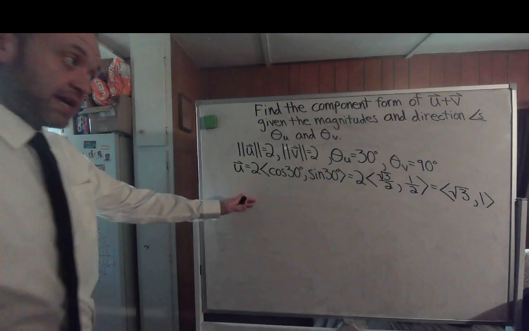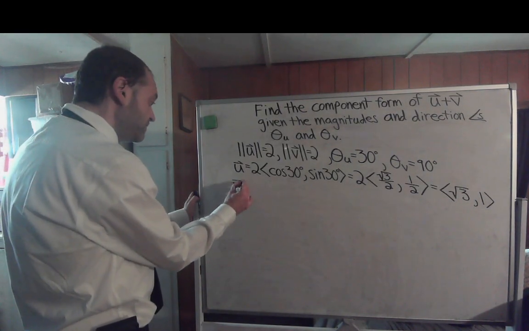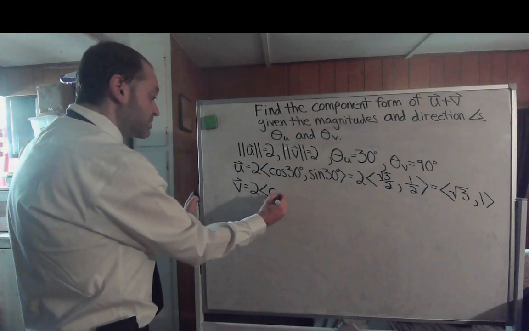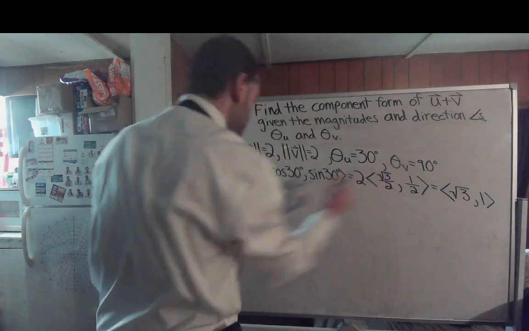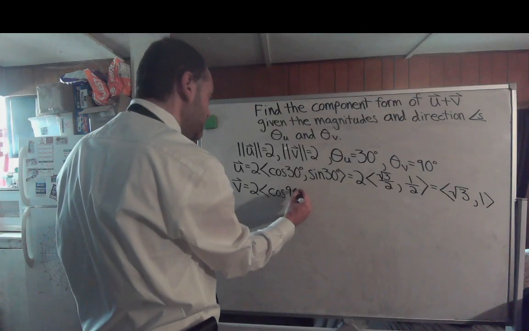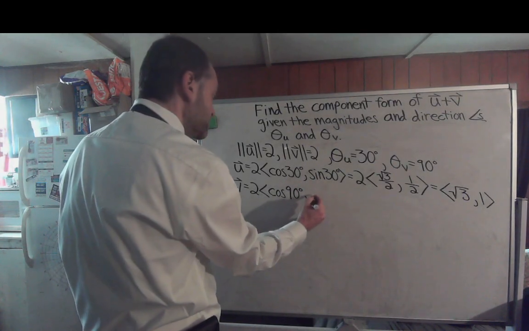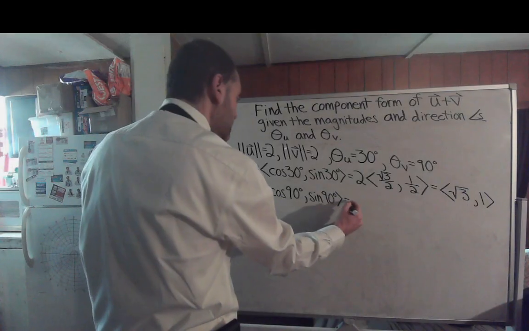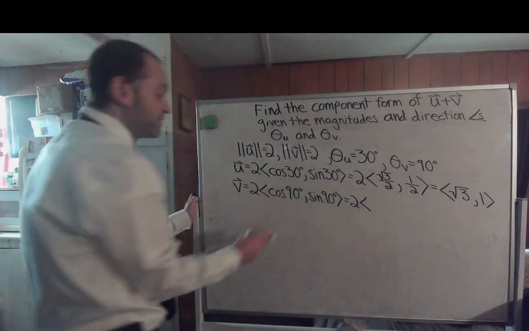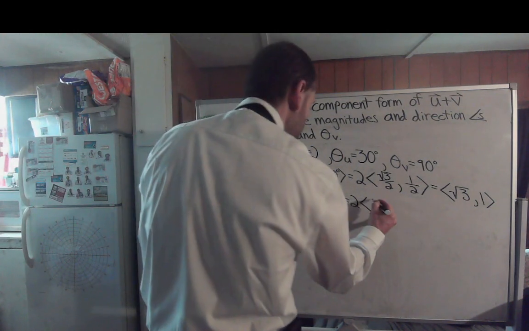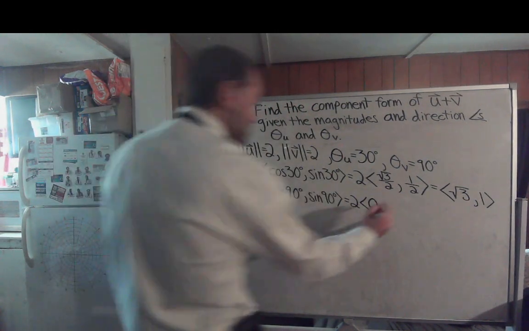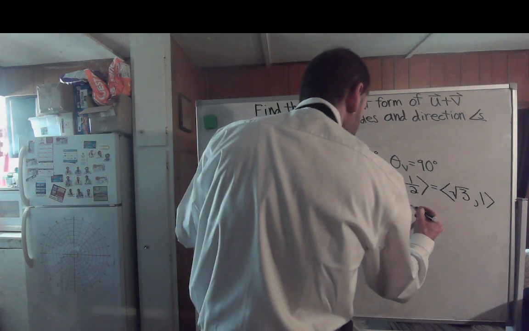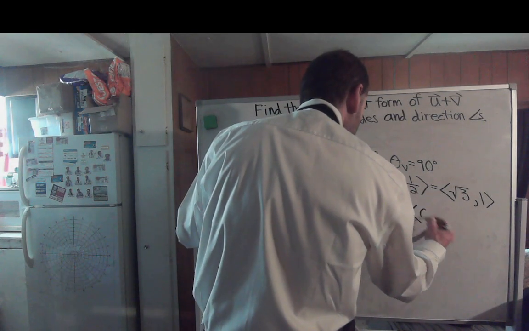Now we need to do the same for vector v. The magnitude of v was 2, times this time the cosine of 90 and then the sine of 90. Keep that 2 on the outside of the vector. What's the cosine of 90? That's just 0. The sine of 90 is 1. You distribute that 2 through the vector, multiply it, and you end up getting a total vector v of 0, 2.